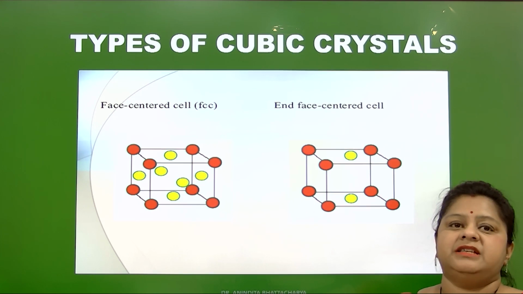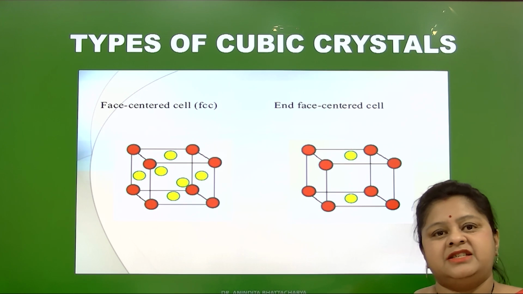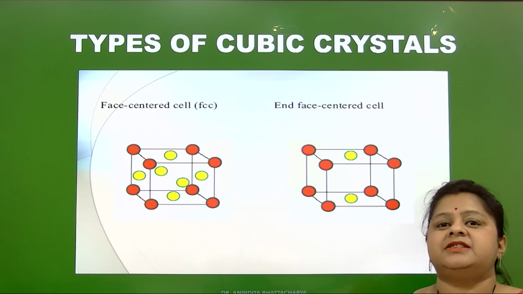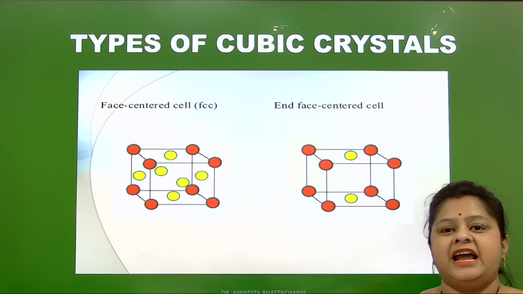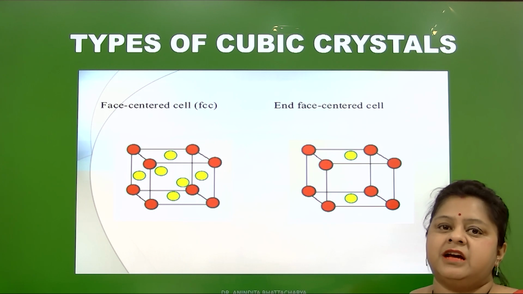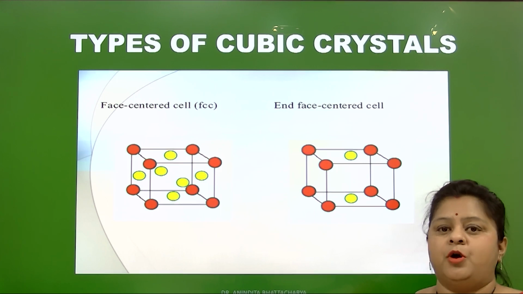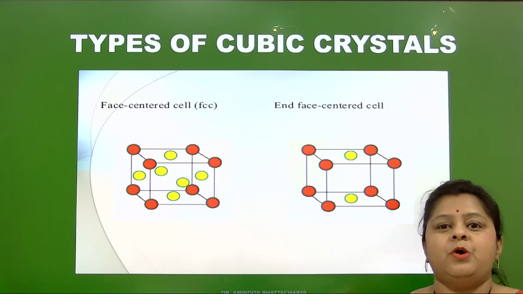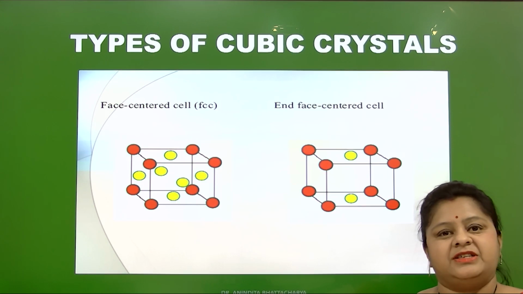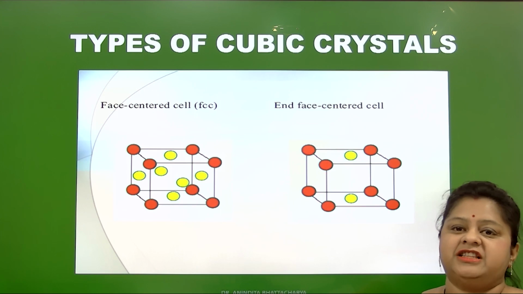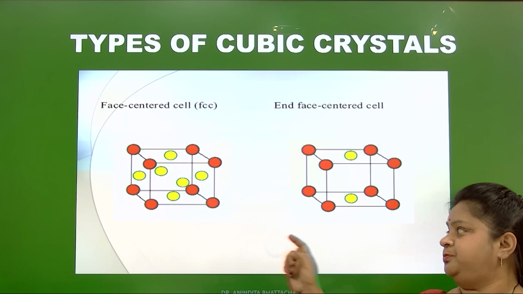Similarly, the last type is your end face centered crystal, in which there is one atom each on the end faces. So in this, a cube has 2 end faces and they are 2 yellow balls, signifying 2 atoms in 2 faces, plus 8 red atoms signifying the corner atoms on each corner.